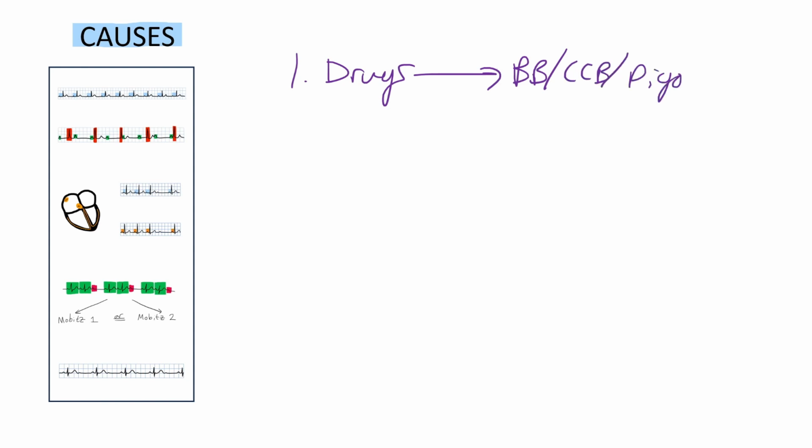Now let's move on to the causes. So the first cause is drugs. Common ones that you might see are beta blockers, calcium channel blockers like diltiazem and verapamil, and you have digoxin.